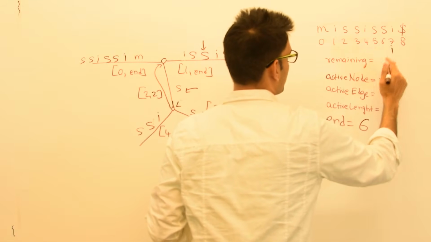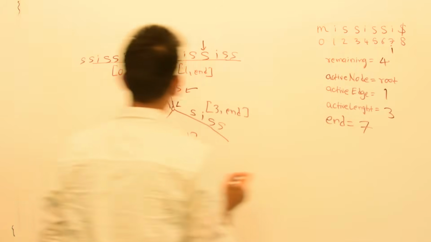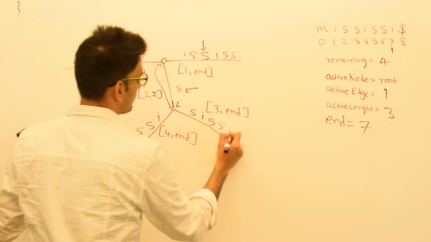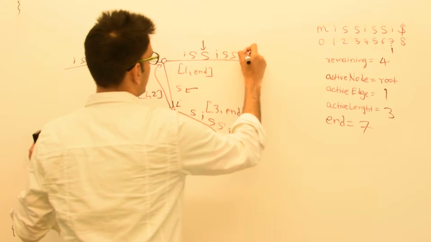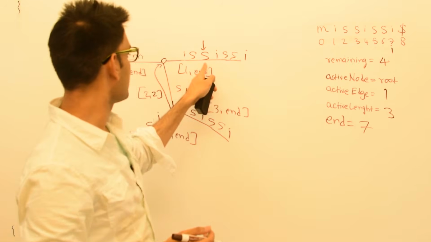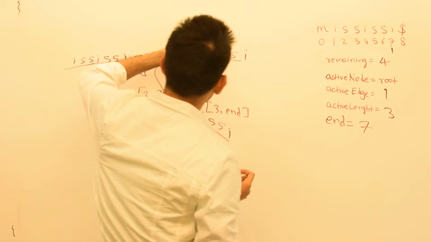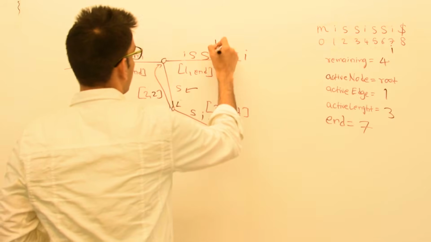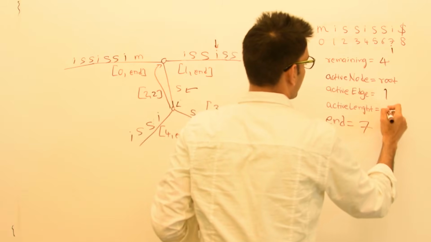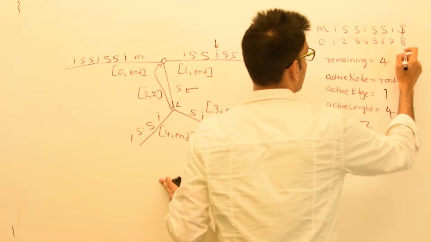So first thing we do is we increment our remaining by 1, we increment our end to 7. So this is now really representing this guy, this is representing this guy, this is representing this, and this is representing this. Then we check, is the next character after here I? So the next character after here is I. So again a rule 3 extension happens, which is a showstopper. So all we do is we increment our active length, and end the current phase and start the next phase.